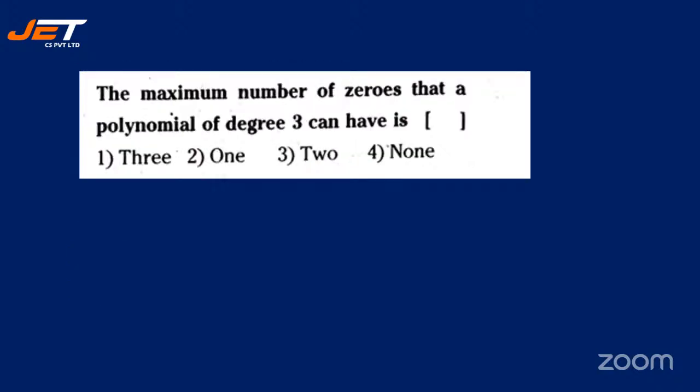The maximum number of zeros that a polynomial of degree 3 can have is dash. Degree 3 means 3. The maximum number of zeros that a polynomial of degree 3 can have is 3. Right. Now see the next question.